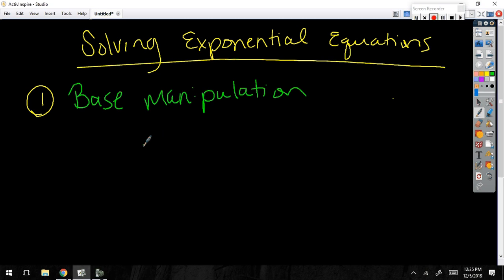Now, tell me this. If 3 to the 2nd power equals 3 to the x power, what do you know about x? It's got to be 2, right? Plain and simple. Everybody understands that, right? X has got to be 2.